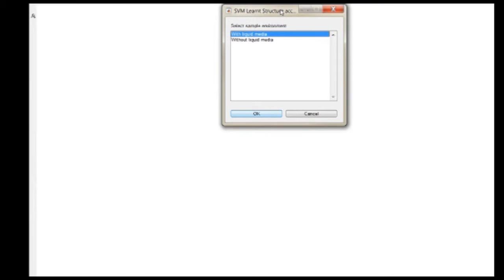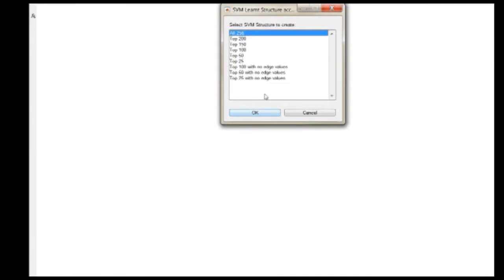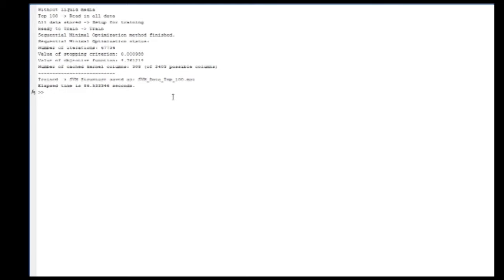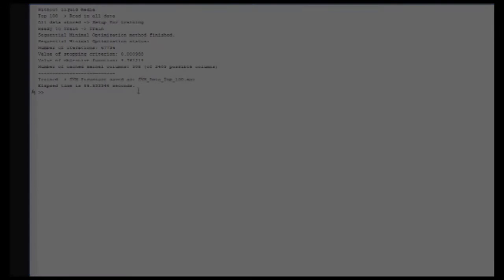The training process for SVM requires choosing a sample set with liquid media or without. Then the learning spectrum must be chosen from the available options. Once trained, the structure is saved.